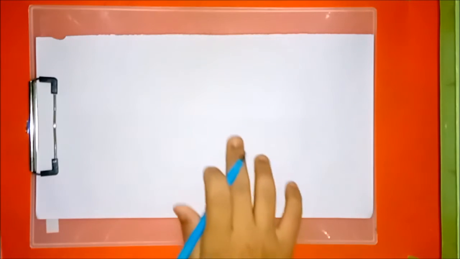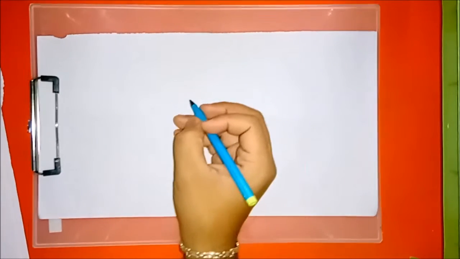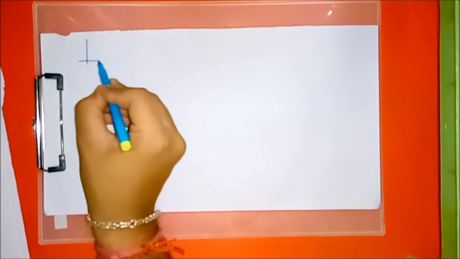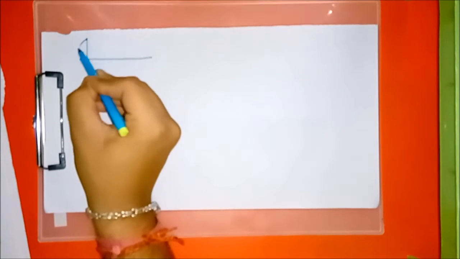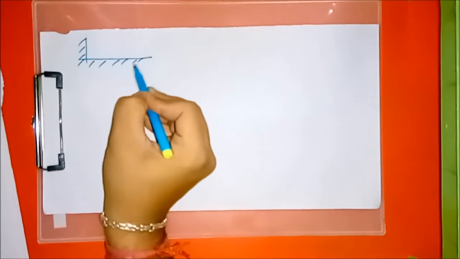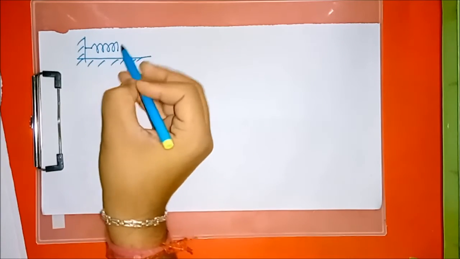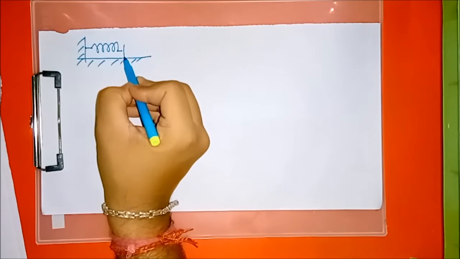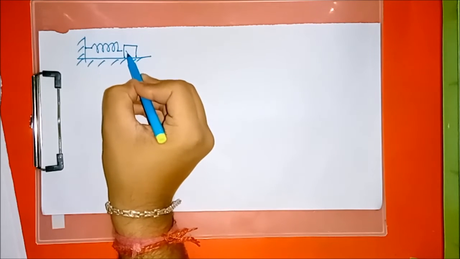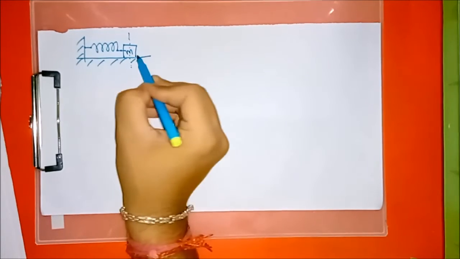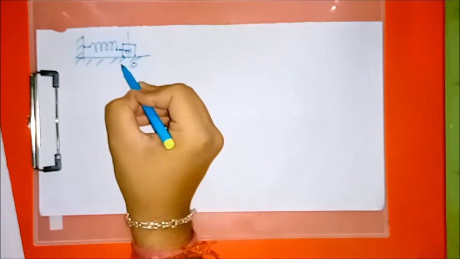Now we are going to deal with spring forces. Suppose there is a surface, something like this, and a spring is tied from this surface to a block of mass m kept on the surface, and this is the equilibrium position where the entire system is stable, where x is equal to 0.